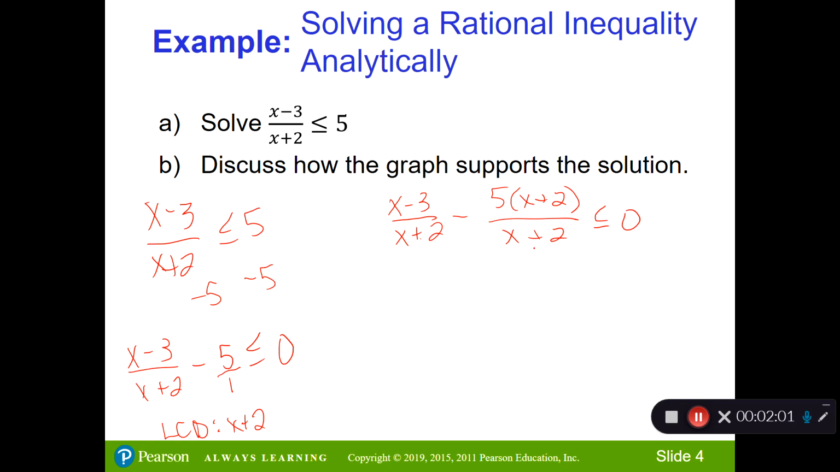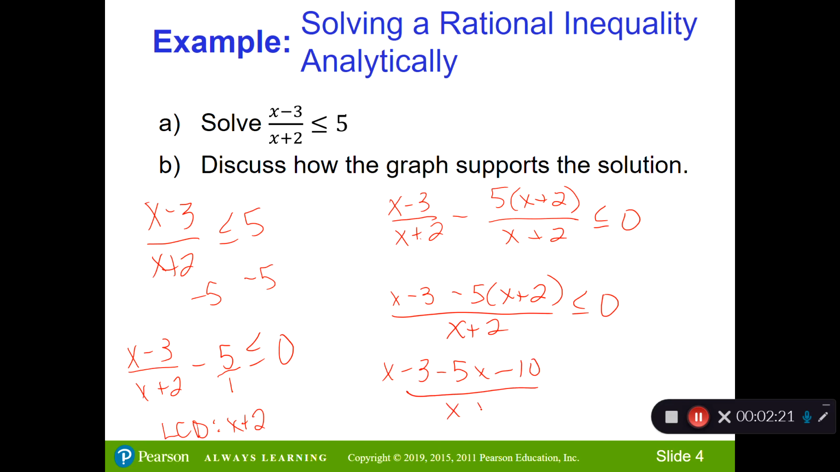Now I'm subtracting two things with the same denominator, so we combine the numerators and keep the denominator the same. So this is x minus 3 minus 5 times x plus 2, over x plus 2. And then distribute the negative 5 through: x minus 3 minus 5x minus 10 over x plus 2. Let's combine like terms here. The x minus 5x gives me negative 4x, and the minus 3 minus 10 will be minus 13, over x plus 2. And this is less than or equal to 0.